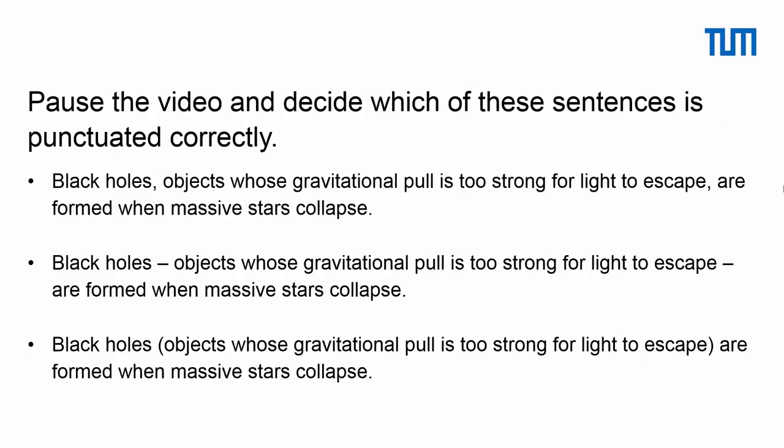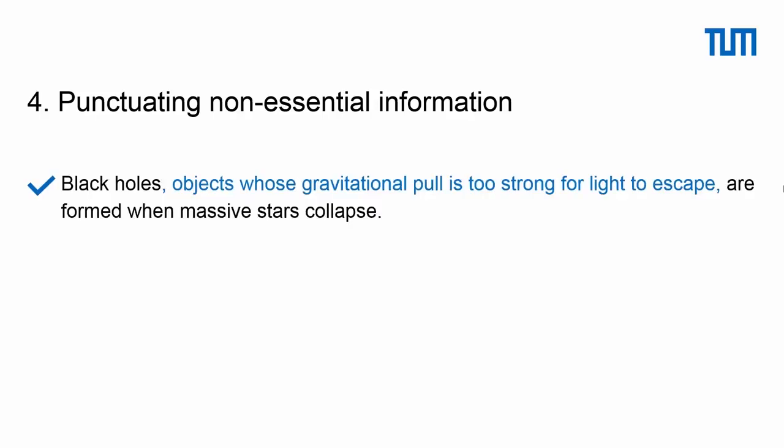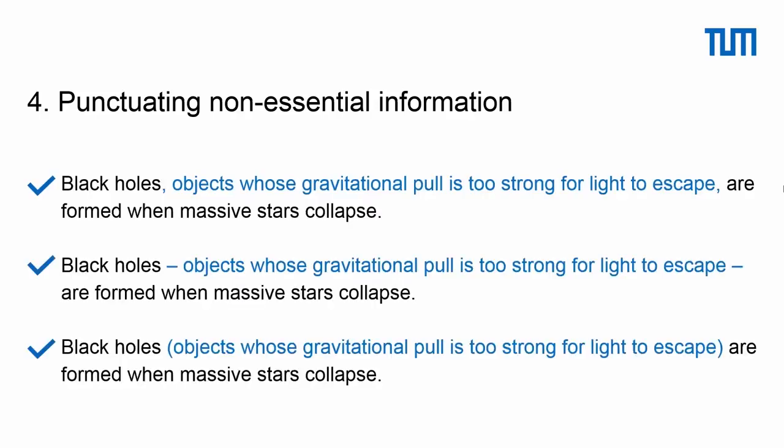Once again, please pause the video and decide which of these three sentences is punctuated correctly. Okay, for these sentences, we're looking at how to punctuate non-essential information in the sentence. So information that's nice to know, extra information that you'd like your reader to have, but not necessarily essential for knowing what you mean in the sentence. In fact, all three of these sentences are correct as they are written. These are three different options for how to punctuate this kind of non-essential information. You can use paired commas, you can use two dashes, or you can use parentheses. All of them are perfectly fine.